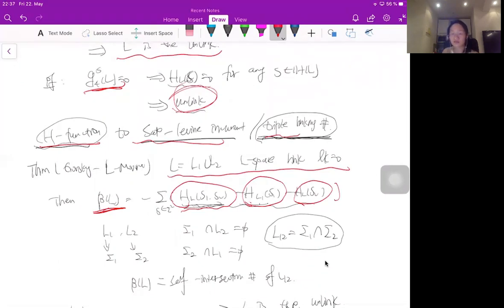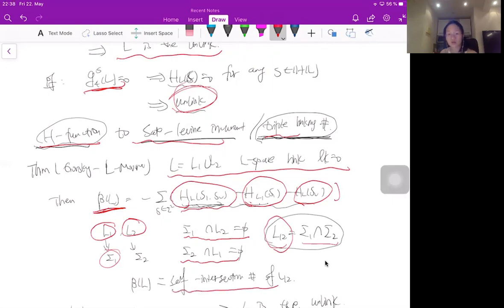So you can write the Sato-Levin invariant as a linear combination of the H functions of the link and its sublinks. And maybe for some of you, it's good to record the definition of Sato-Levin to help you remember. If you have L1, it bounds a Seifert surface sigma 1 in S3, and the same for L2. The Seifert surface sigma 1 has empty intersection with L2 and sigma 2 has empty intersection with L1. Then you can consider the intersection of sigma 1 and sigma 2, let's denote it by L12. The Sato-Levin invariant is defined as the self-intersection number of L12.